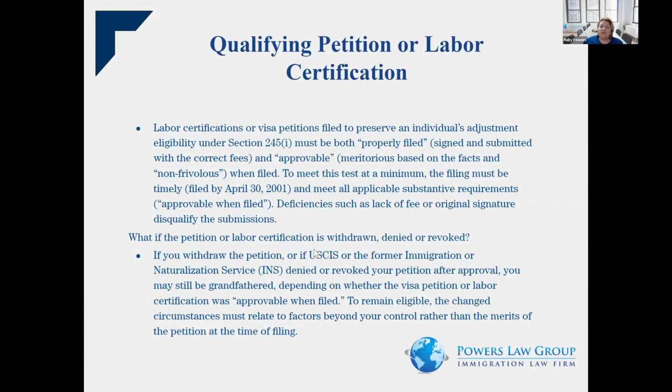If it's withdrawn, denied, or revoked, if you withdraw the petition, or if the US or INS at the time denied or revoked it, you may still be grandfathered, depending on whether the visa was approvable when filed. To remain eligible, the changed circumstances must relate to factors beyond your control rather than the merits of the petition at the time. So just because an I-130 or a labor cert was denied, if it was filed by April 30, 2001, you could still be good.